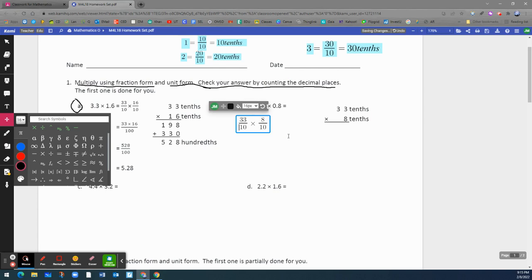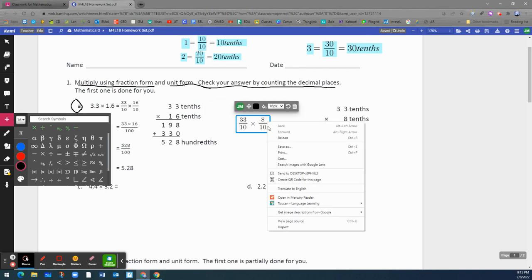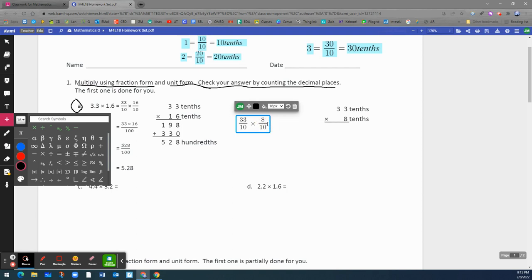Now, here is when we do the math. We can multiply the denominators first by setting it up. So if you look at the first number, 33 over 10, let's multiply the denominators. 10 times 10 equals 100. Now we need to multiply the 33 times the other factor, which was 8. So 33 times the 8 becomes our multiplication.